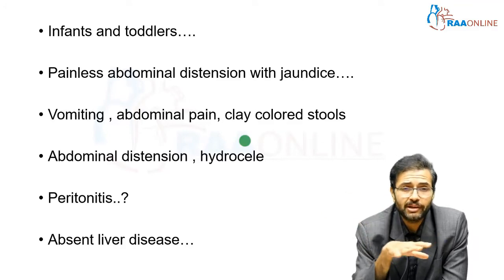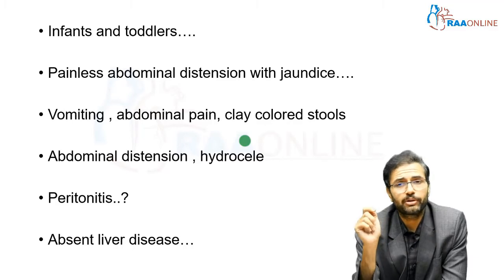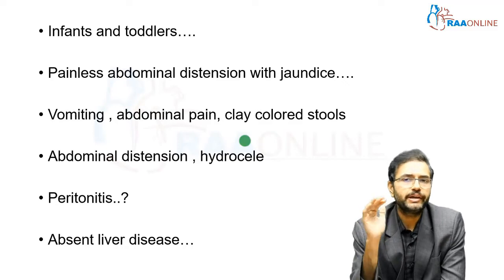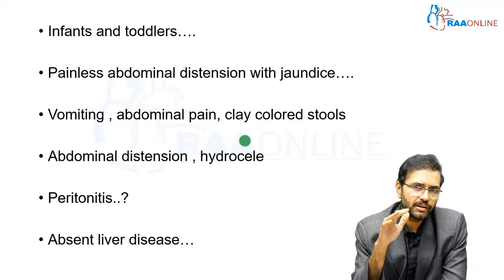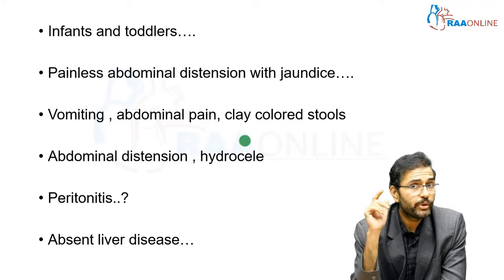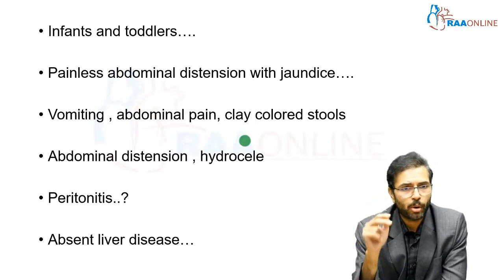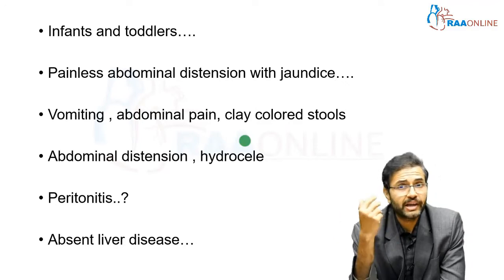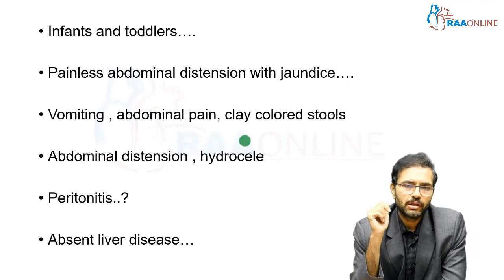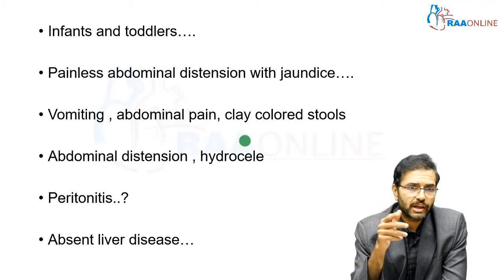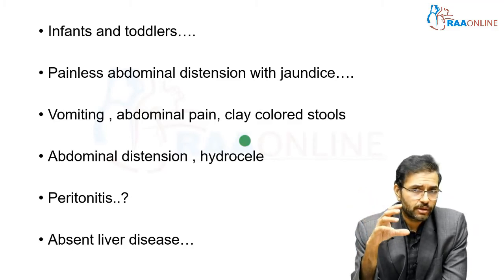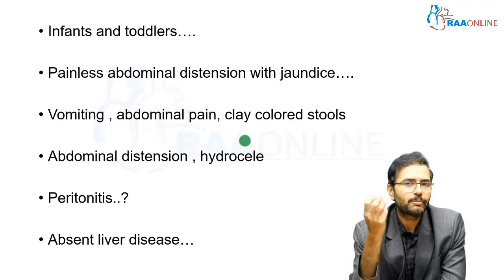Generally, they present with painless abdominal distension. That is the most important thing. Generally, we expect pain to be there if there's a perforation or biliary leak. Here, the distension is predominantly painless, with worsening jaundice. They can have vomiting, abdominal pain, occasionally a dull aching pain, and clay-colored stools occasionally. It is very difficult to differentiate this particular distension from distension due to other causes. They can also present with hydrocele, which might contain a bile-tinged fluid.